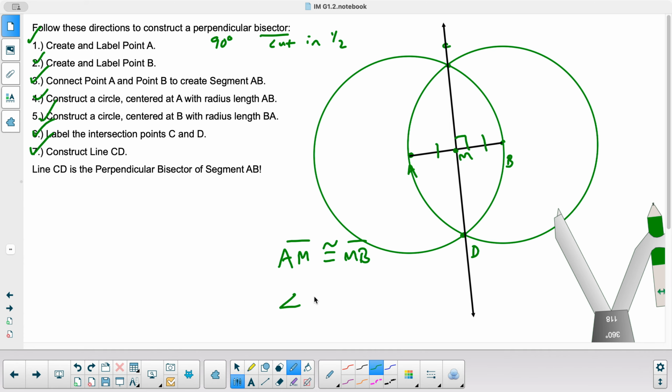So we could say angle CMB, the one I marked right there, equals 90 degrees. Sometimes you'll see a little lowercase m. That means the measure of angle CMB equals 90 degrees. I don't want to confuse you with that M, but that means the measure of. This is a lowercase m. This is a capital M for point M. Okay, cool. So, following directions.